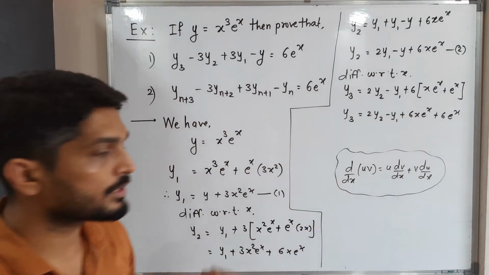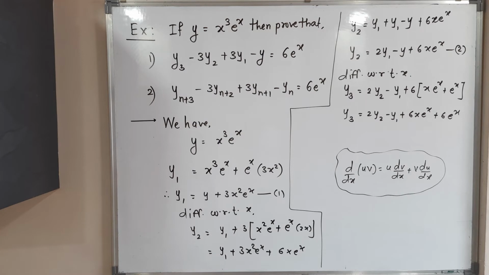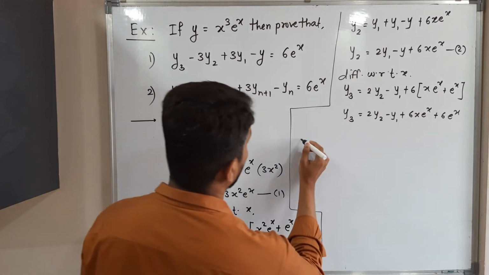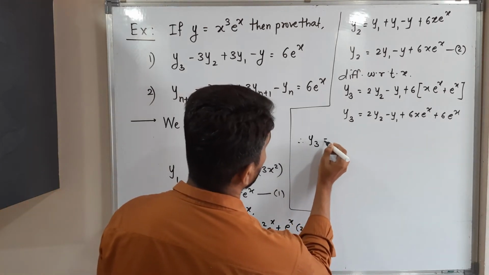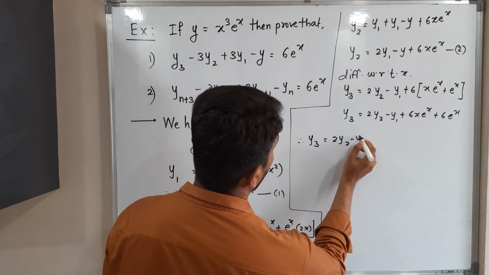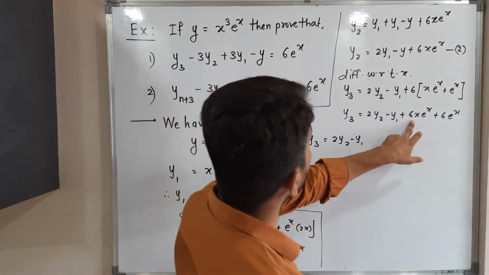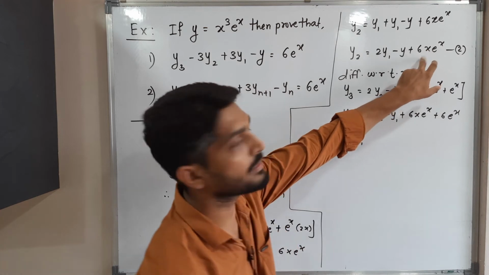Okay, so let me remove this formula, so we'll have more space to write. So see now what will I do? Let me write it again. y3 is equal to 2y2 minus y1 plus 6x e raised to x. We have seen it somewhere here, 6x e raised to x.